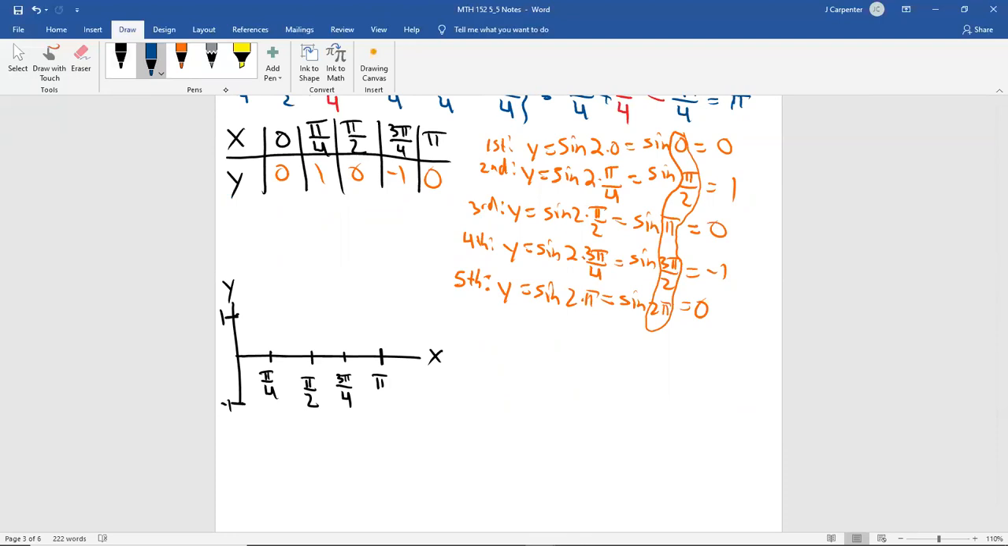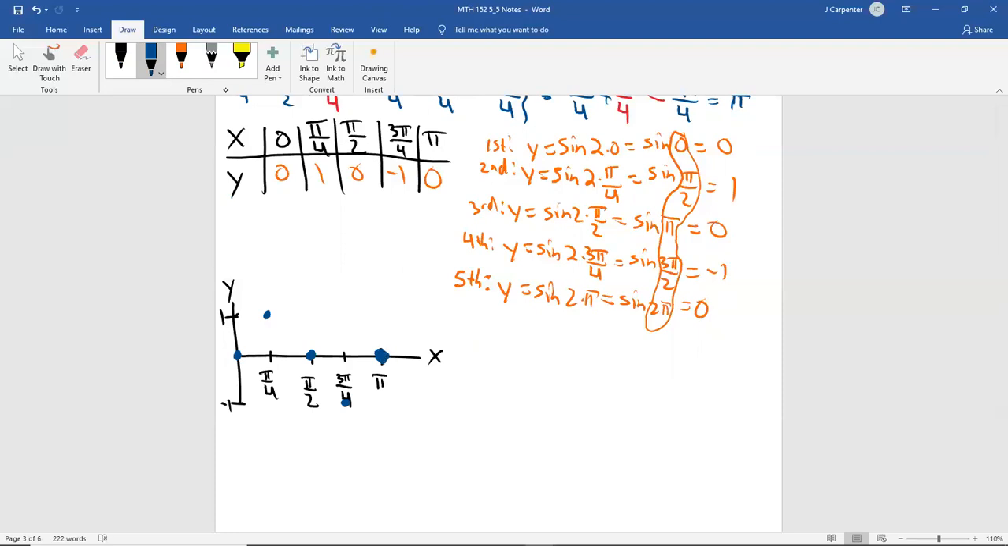I'll do my points in blue. So 0, 0 is right here. Pi over 4, 1, that's right pi over 4 and up 1. Pi over 2, 0 is right pi over 2, up or down nothing. Third one, 3 pi over 4, -1, so we go right 3 pi over 4, down 1. And then pi, 0 brings it back to where we started in terms of periodical idea.